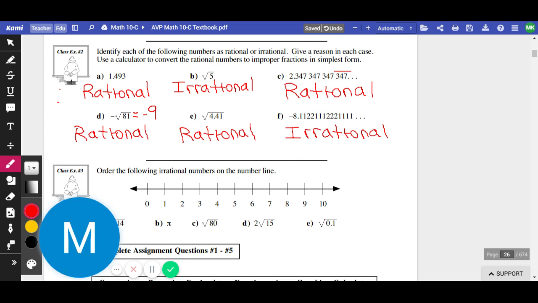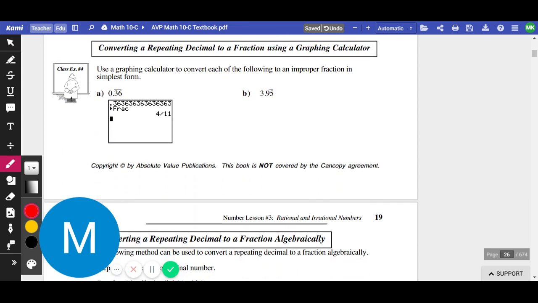Awesome. There's number line stuff here. We're going to skip the number line stuff. We're just going to go down to converting repeating decimals to a fraction. So the cool thing, remember what I said to you before, was that I know all fractions will either terminate or repeat forever, right? That means fractions automatically are rational numbers.